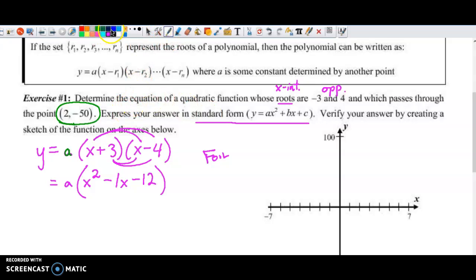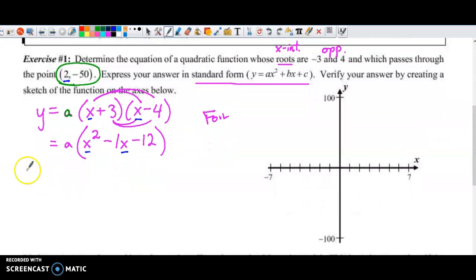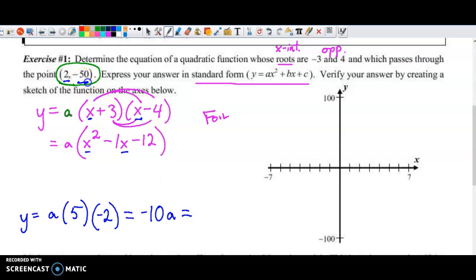So what I would actually do, instead of plugging in 2 for x here and here, I would plug it in up here. I don't know why I just have that preference, but I don't know what a is, but plugging in 2 for x, 2 plus 3 is 5, and plugging in 2 for this x, 2 minus 4 is negative 2. What I get there is negative 10a, and that needs to equal negative 50. So to solve that problem, I need to divide by negative 10, and so the a value needs to equal 5.